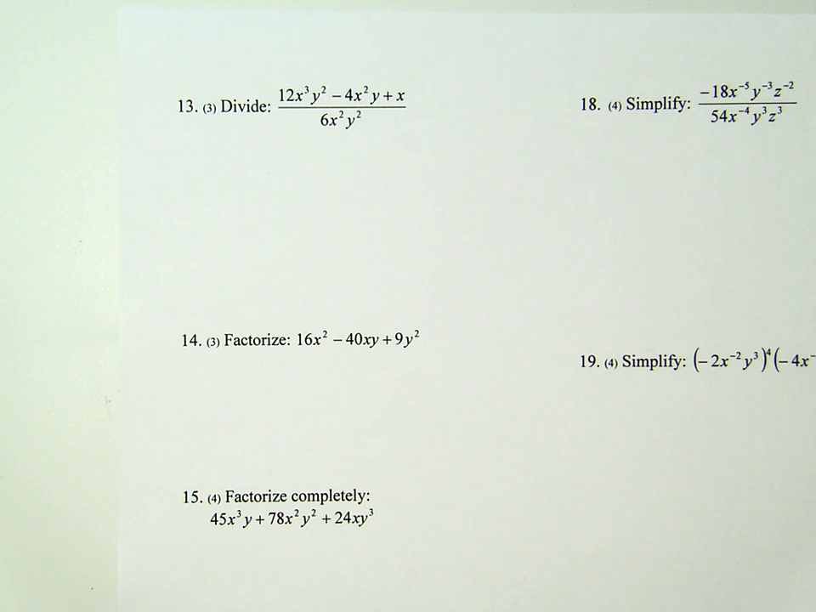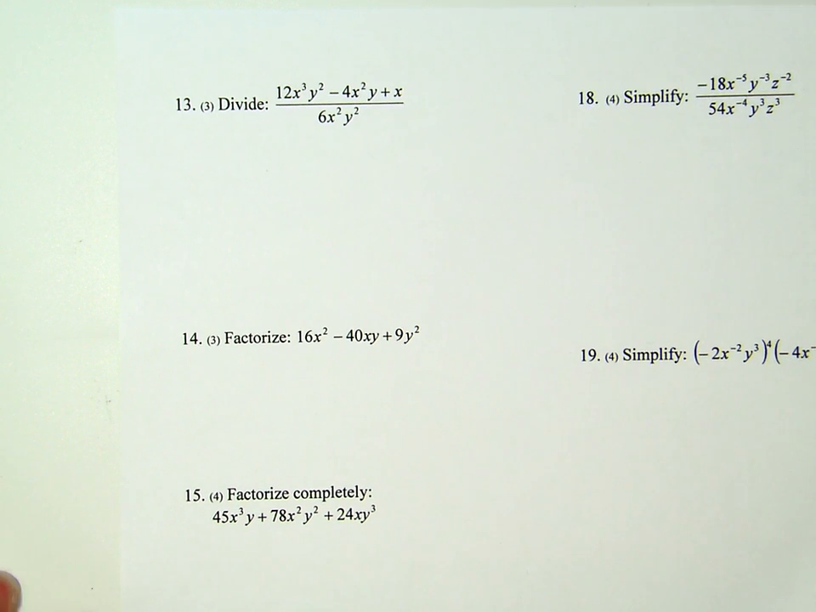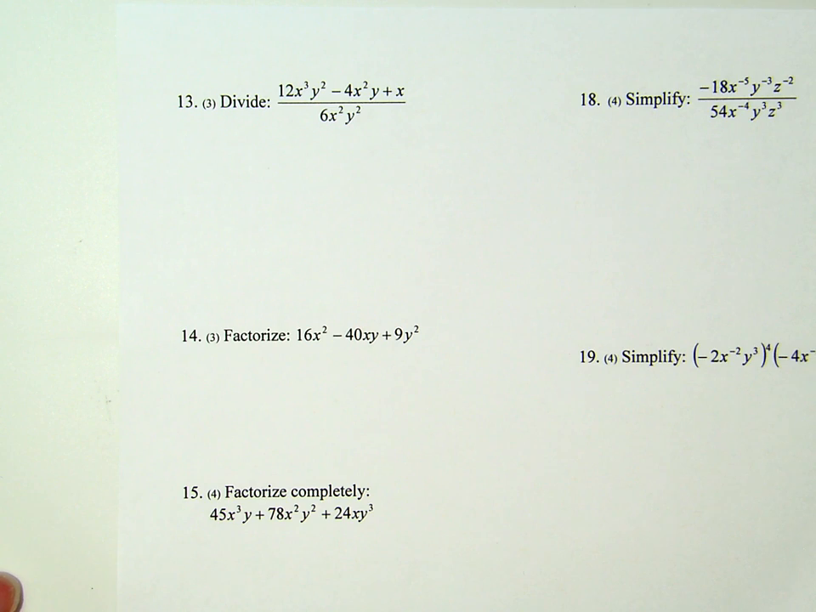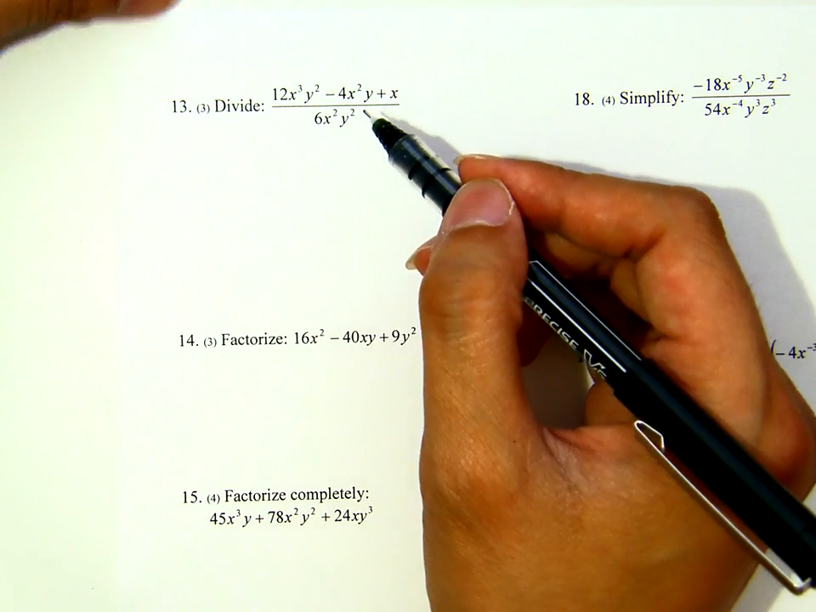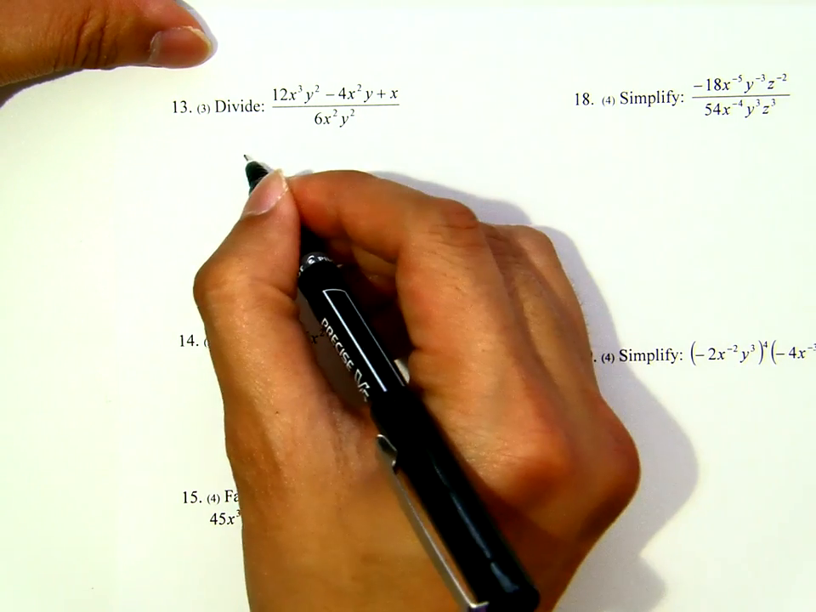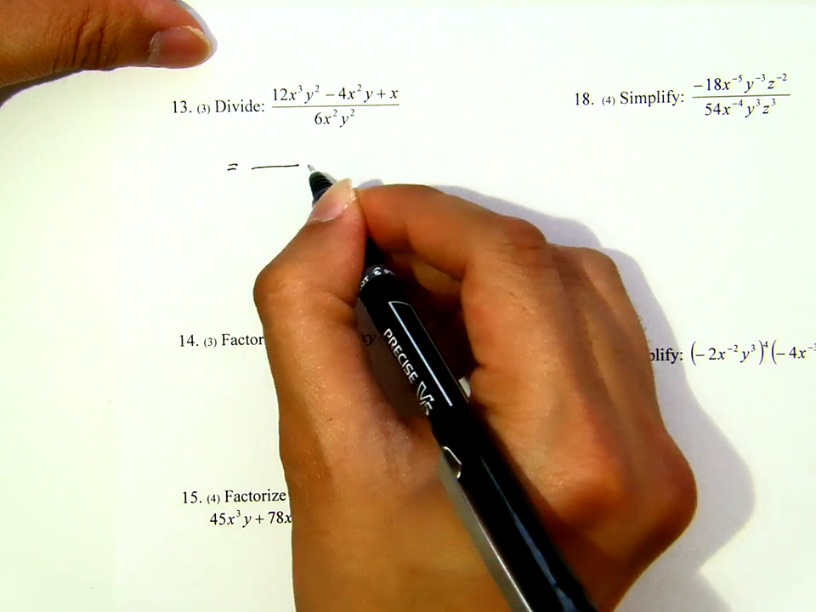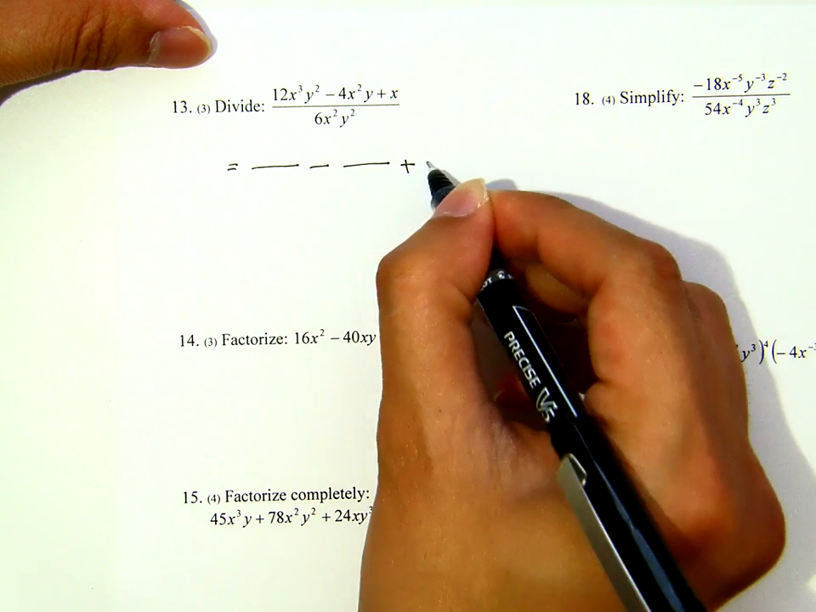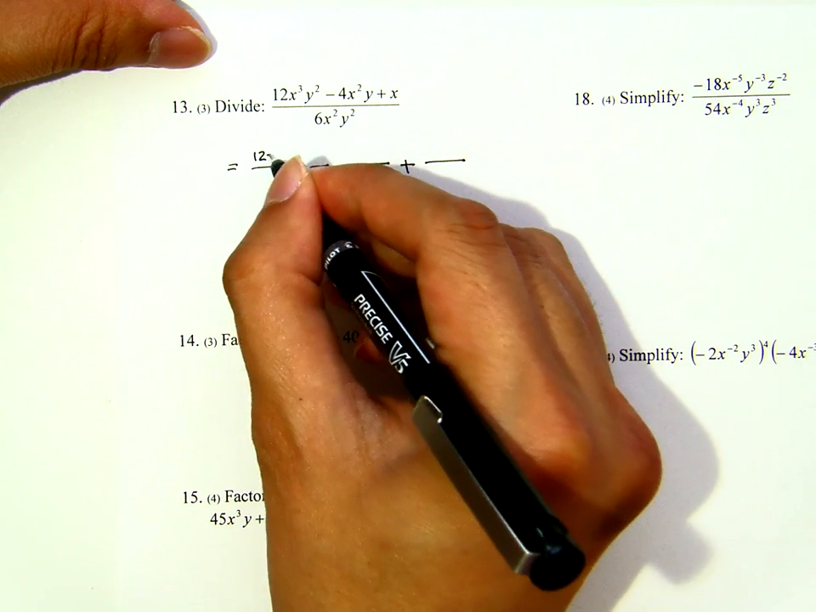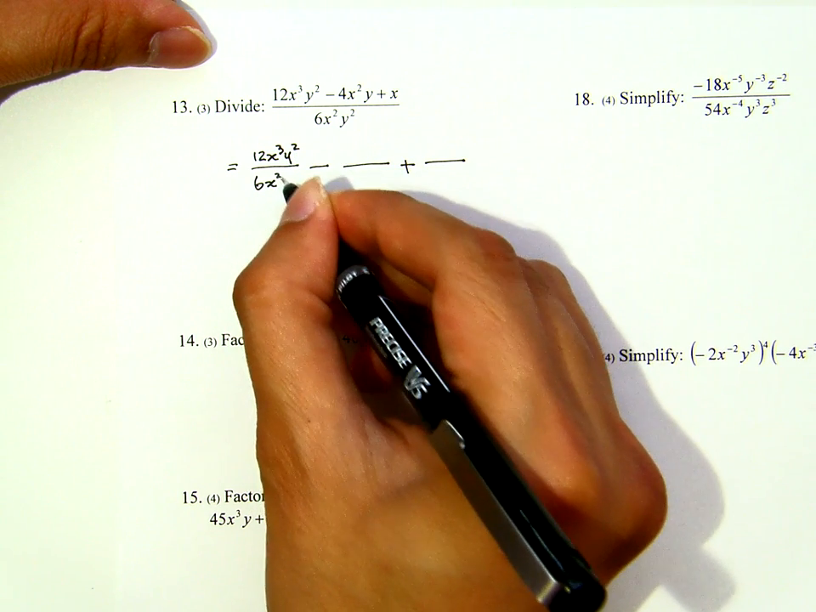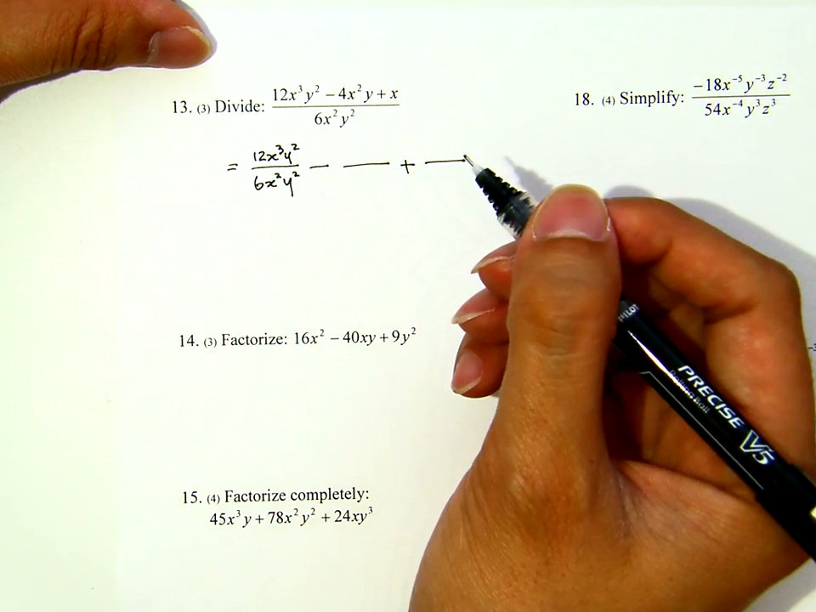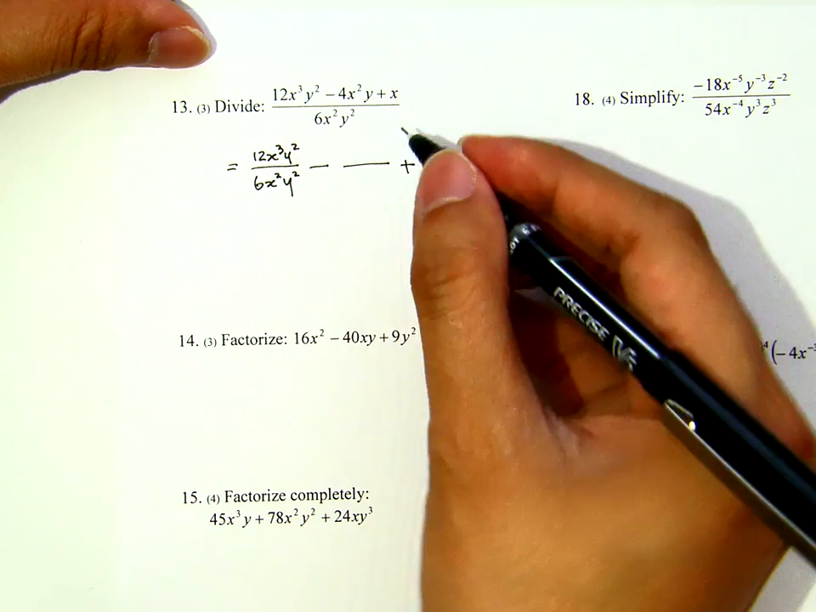The following is Fall 2011 Math 115 Test 3, number 13, 14, and 15. Number 13, we have this polynomial divided by a monomial, and because it is only a monomial, what I will do, I will separate them. Each term on the numerator divided by the same denominator.